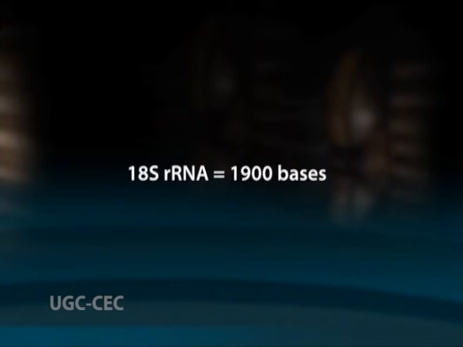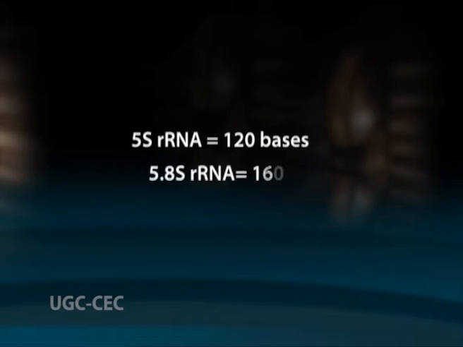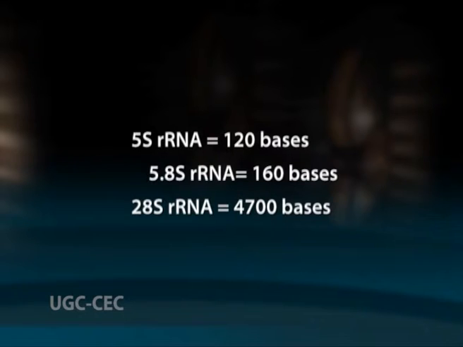Ribosomes contain both protein and RNA. RNA found in ribosomes is called ribosomal RNA or rRNA. The eukaryotic ribosomes are larger than prokaryotic ribosomes. The 40S subunit of eukaryotic ribosome contains one rRNA, that is 18S rRNA, which is about 1900 bases, and about 35 different proteins. The 60S subunit contains 3 rRNAs: 5S rRNA, about 120 bases; 5.8S rRNA, about 160 bases; and 28S rRNA, about 4700 bases; and about 15 proteins.